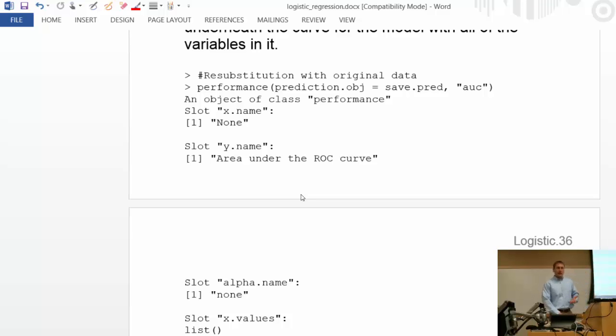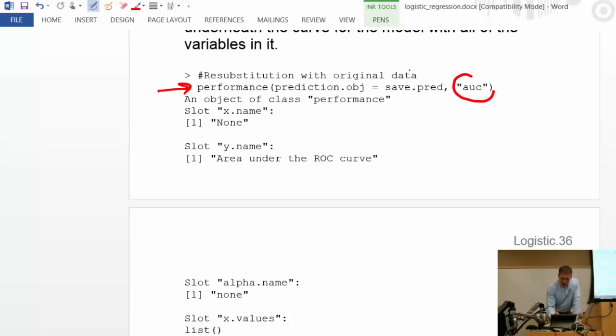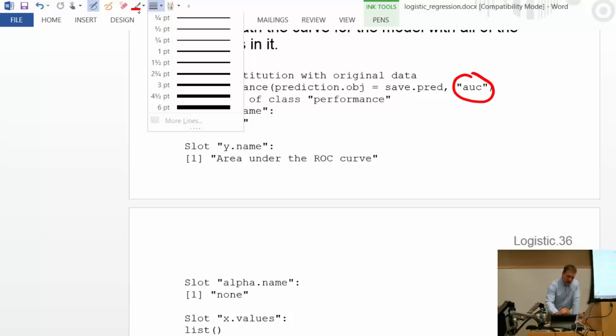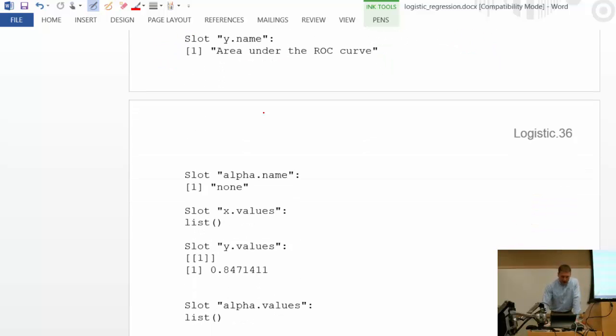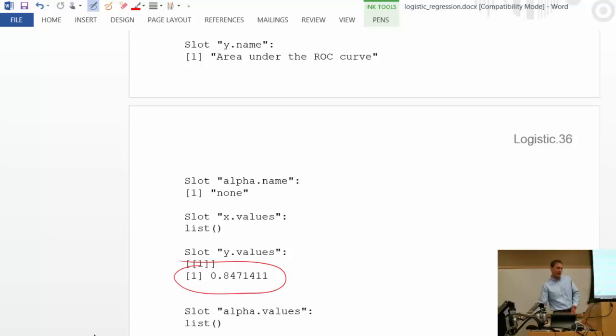First of all, to calculate the area underneath the curve. If you remember when we looked at the performance function a few minutes ago, what we had previously put in there was two options: sens for sensitivity, and also FPR for false positive rate, or 1 minus specificity. Instead, what you can do is put in there AUC for area underneath the curve. So with the model that we've been talking about before, the area underneath that curve then is shown down here to be 0.85.